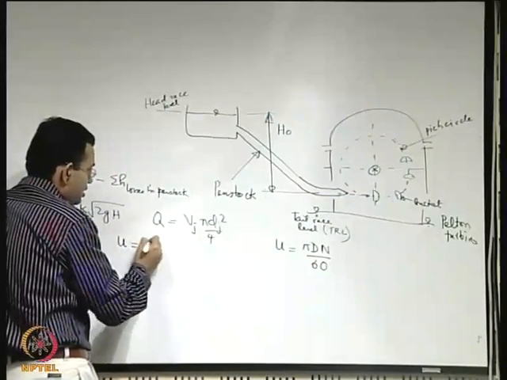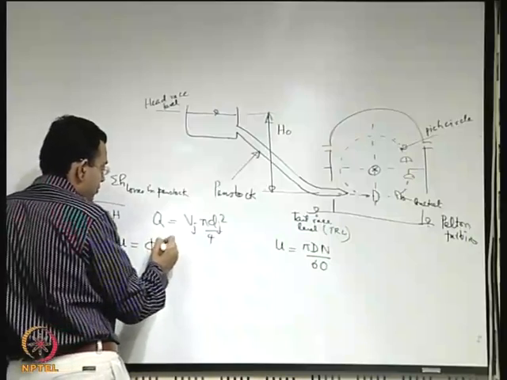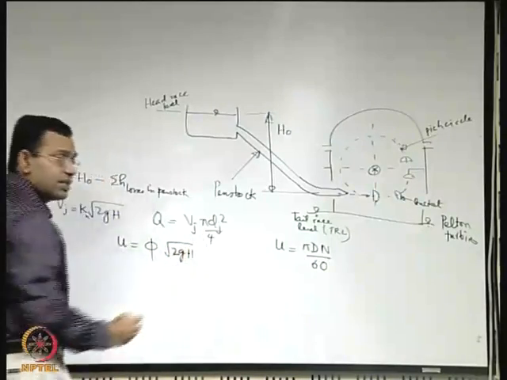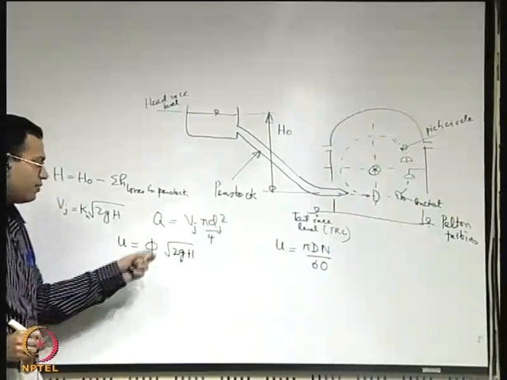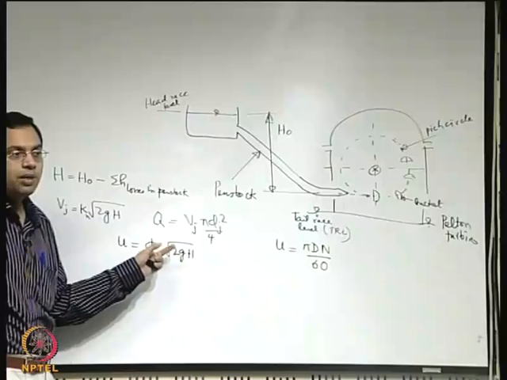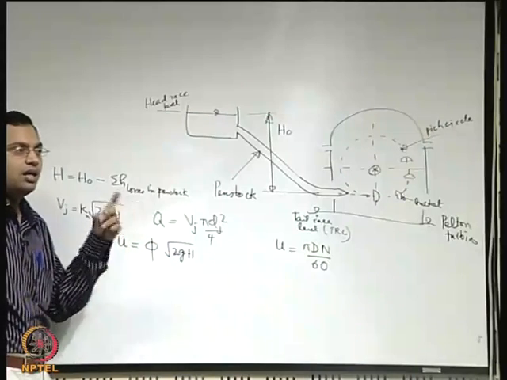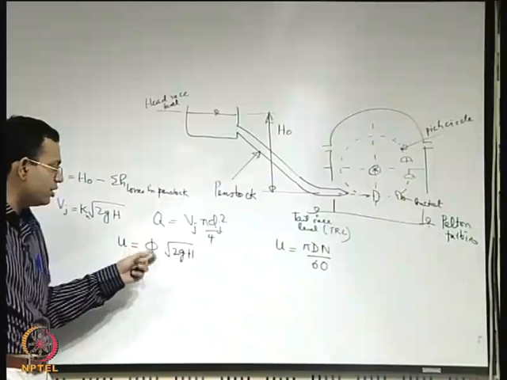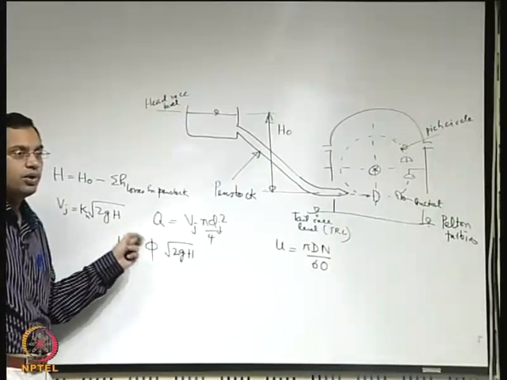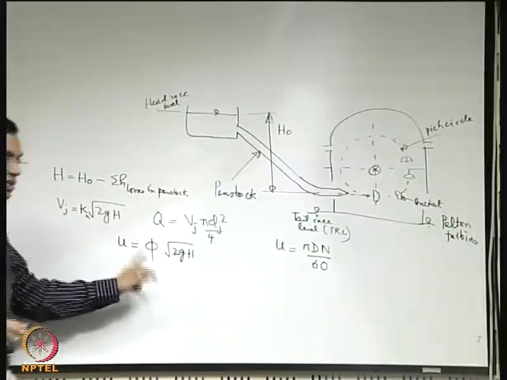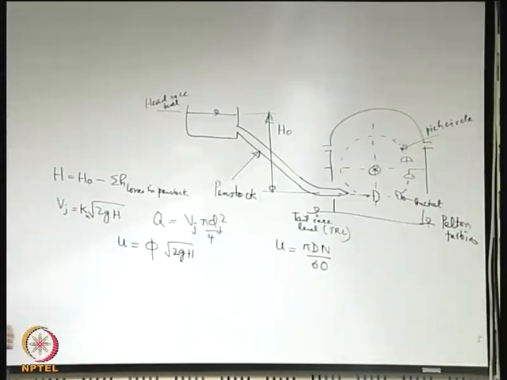So, typically this is some parameter phi into this root 2 gH. We will see that theoretically an ideal value of this parameter phi is 0.5, we will prove that theoretically, but the practical value is a bit less than that, because of the losses in the nozzle and so on. So, the practical value is like 0.46, 0.47, but the theoretical value of this is 0.5, that we will show.